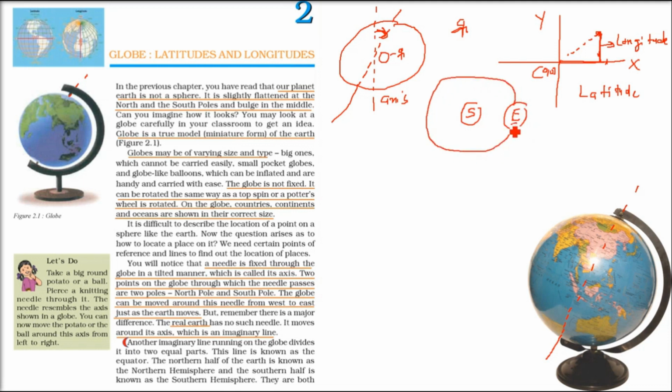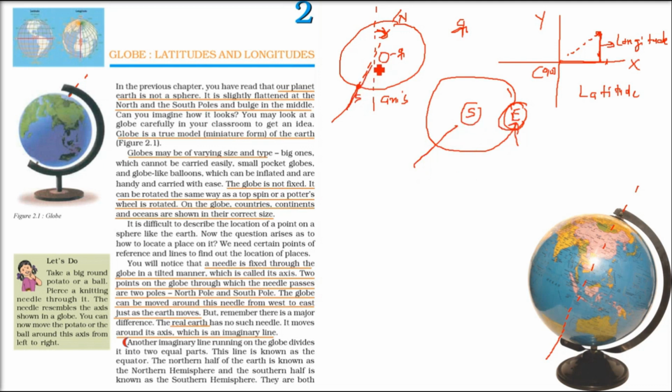Earth is revolving around the sun in an elliptical orbit. At the same time, Earth is also rotating around its axis. This is an imaginary line, not an actual line. On this axis, our Earth is rotating. And that is why we can see that it is shifted. The upper point where this line cuts is the North Pole. The lower point where this imaginary line cuts is the South Pole. Uttari Dhruv, Dakshani Dhruv. North Pole, South Pole.